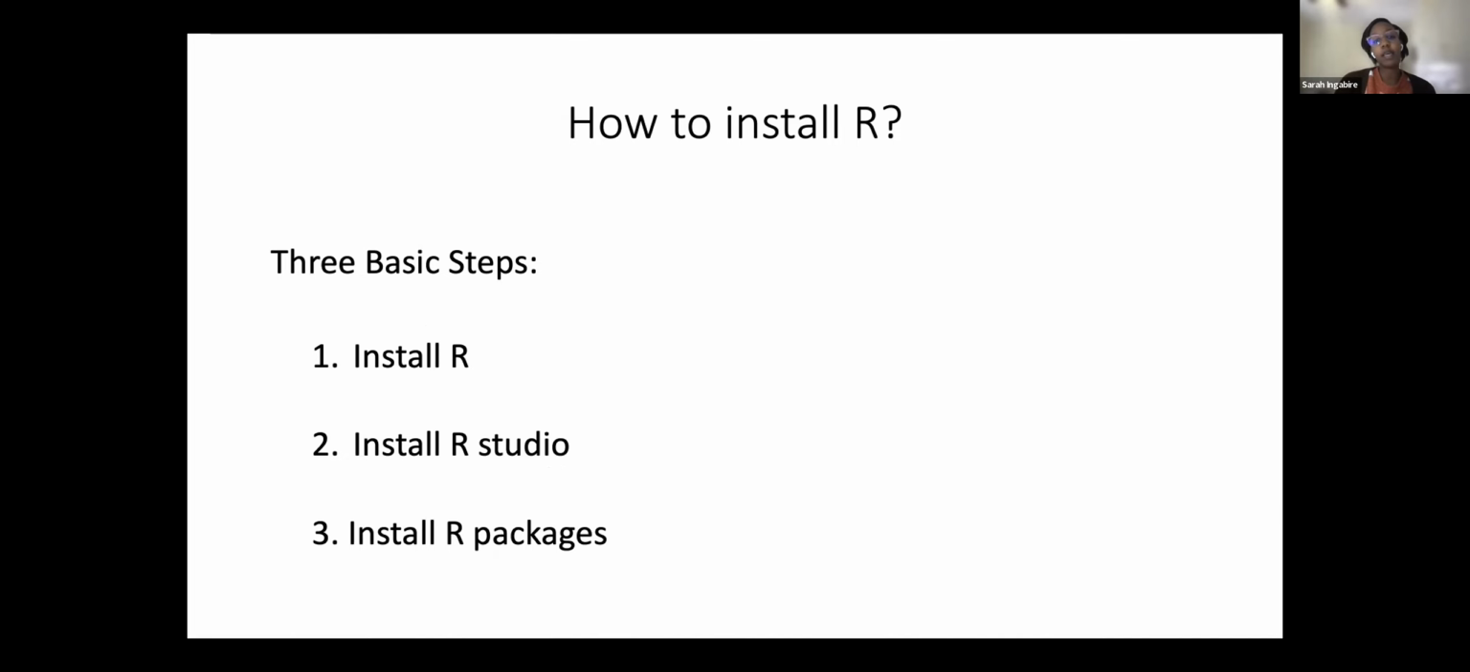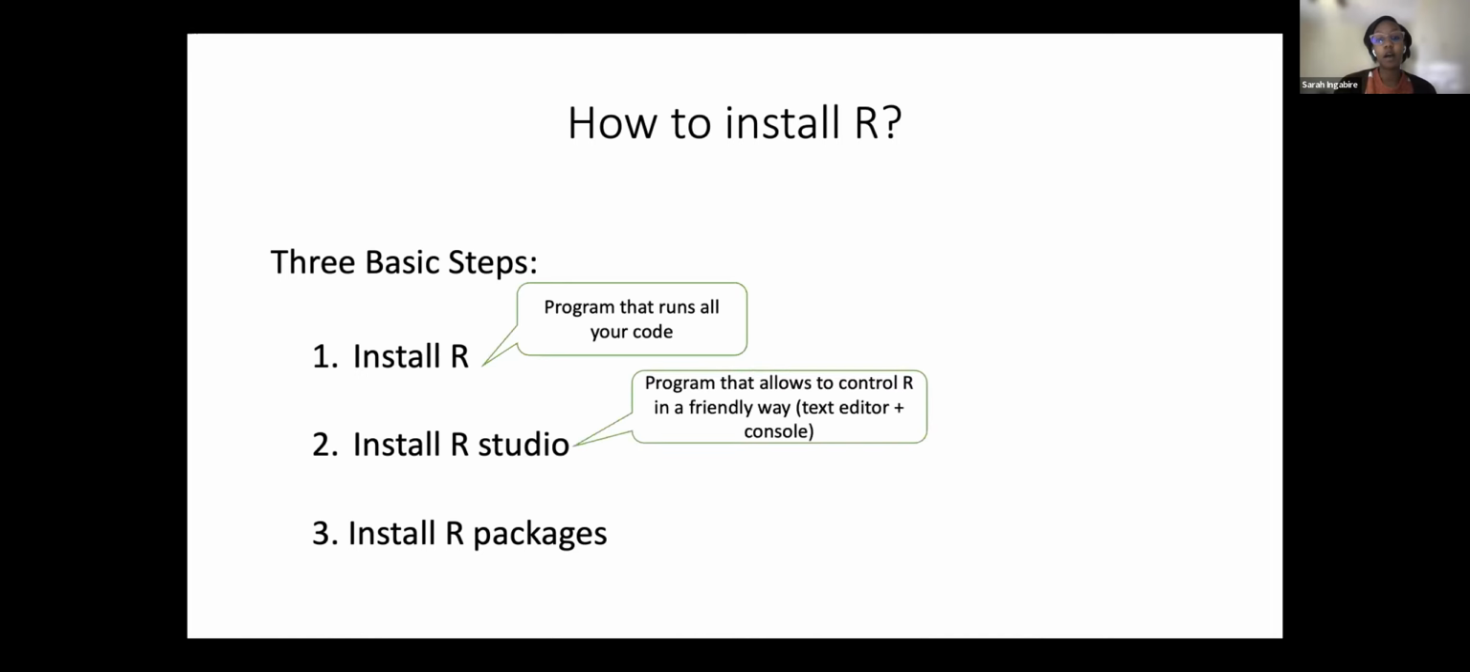At this point, you may question yourself, what is the difference between R and R Studio? R is simply a program that runs all your code. And R Studio is another program that allows you to control R in a more friendly way. It has cool features, like a powerful text editor, which is where you're going to write all your code, as we'll see later. It also has another place called the console, which is basically where you're going to run all the code that you've written in the text editor.